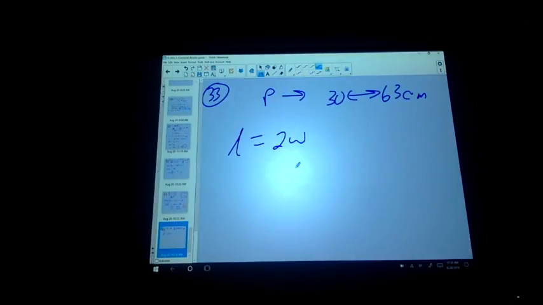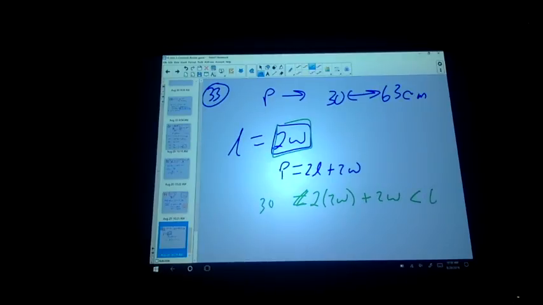Okay. Let's see. I know that the perimeter equation is this. And if I know that the length has to be equal to 2W, I'm going to plug that in. So I get 2 times 2W plus 2W. And then I'm going to do this: greater than 30 and less than 63. Does that make sense so far?